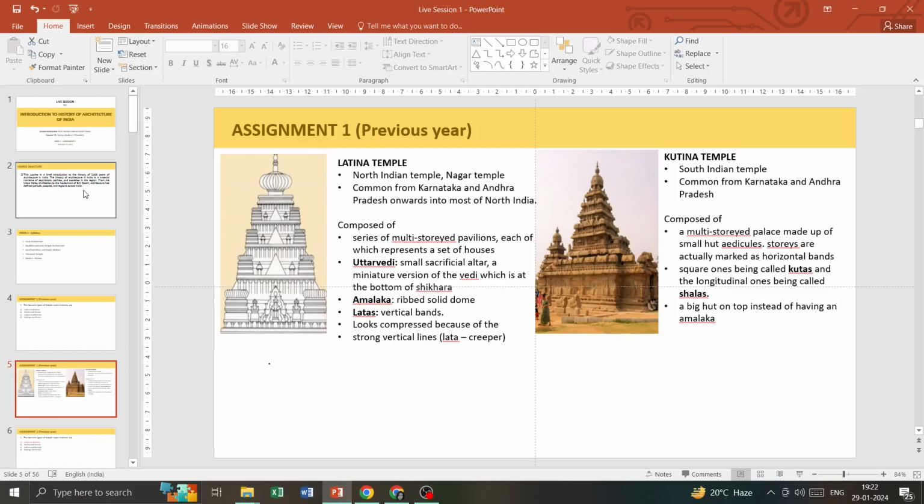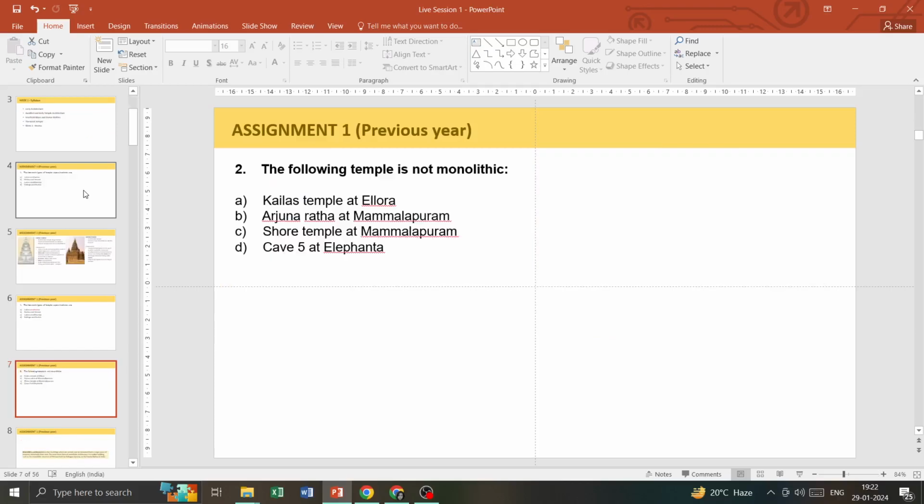Which one of the following temples is not monolithic? Monolithic means made out of one single thing, not one material but one single thing.